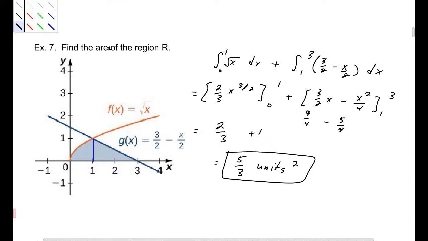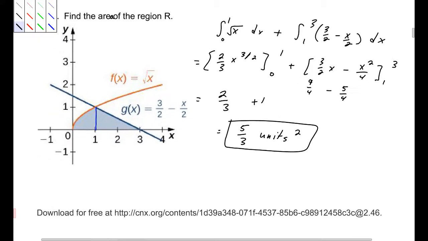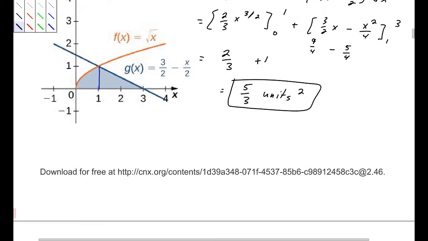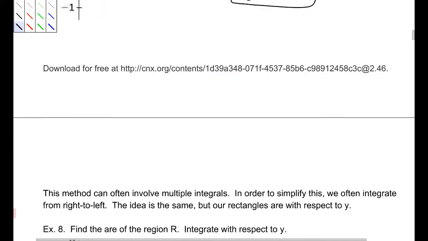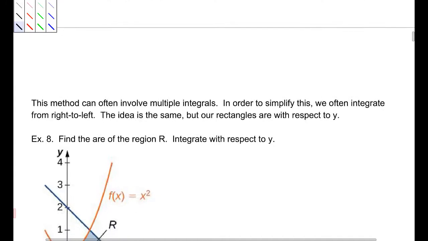Okay, now at this point we've really covered everything we need to cover. Alright, so we do have a couple more problems though. Okay. These are going to have us think a little bit differently. So the method that we just are doing, okay, we have two integrals if you notice. It often involves two because the intersection points we change the above or below functions. Okay, so in order to simplify this, we often can integrate from right to left.